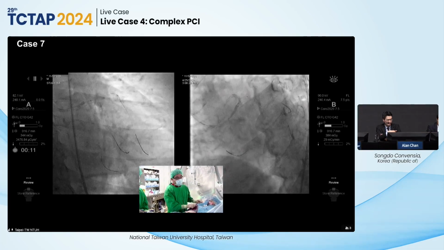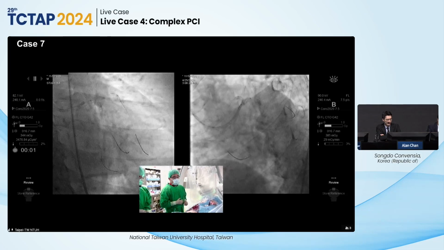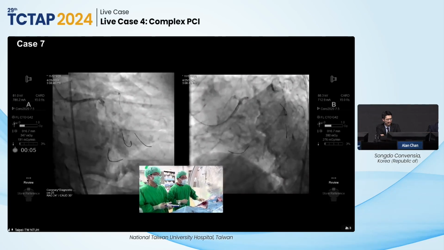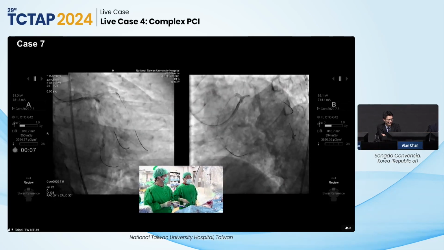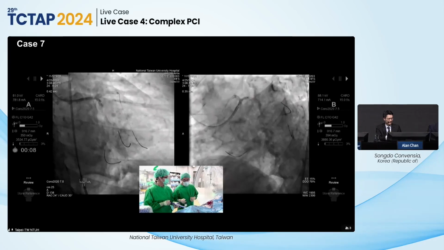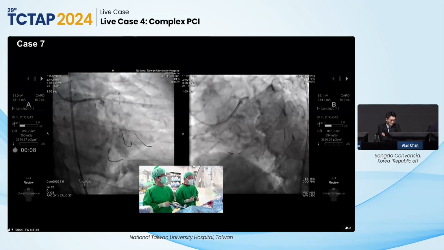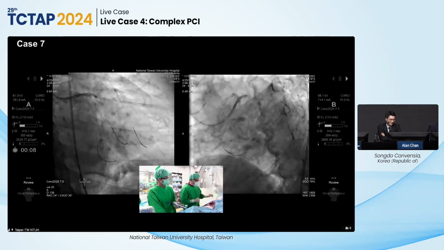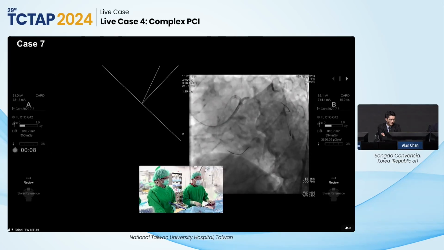So you have the pressure wire inside the circumflex, right? So what is the pressure reading right now after you do some lesion preparation? We did not check it yet. The initial FFR for the distal circumflex was 0.46. Yes, we can do that after this ballooning. Okay, let's go.